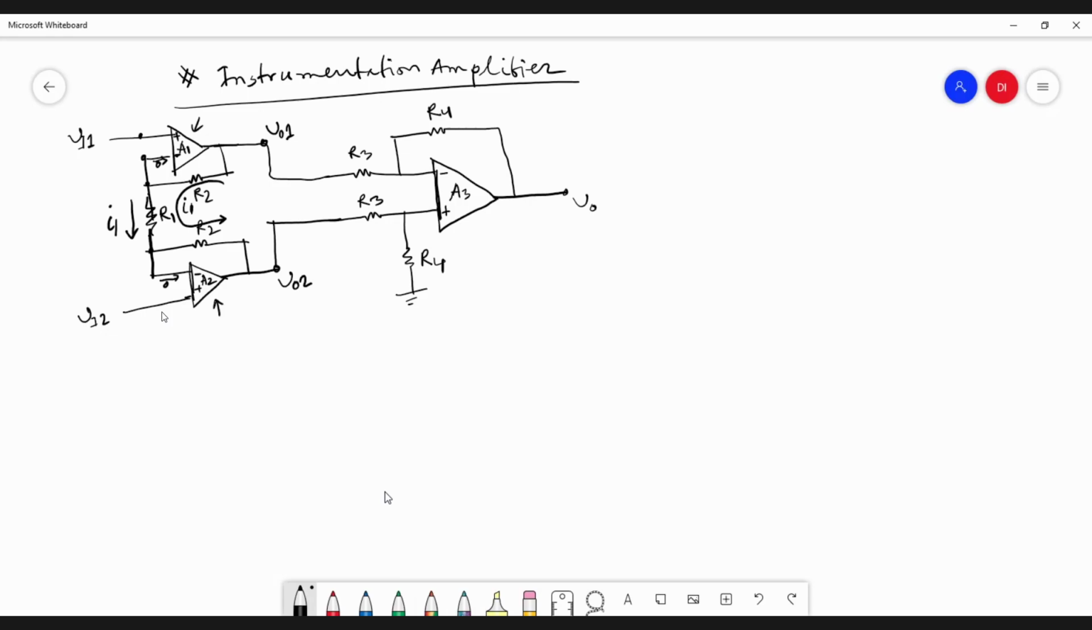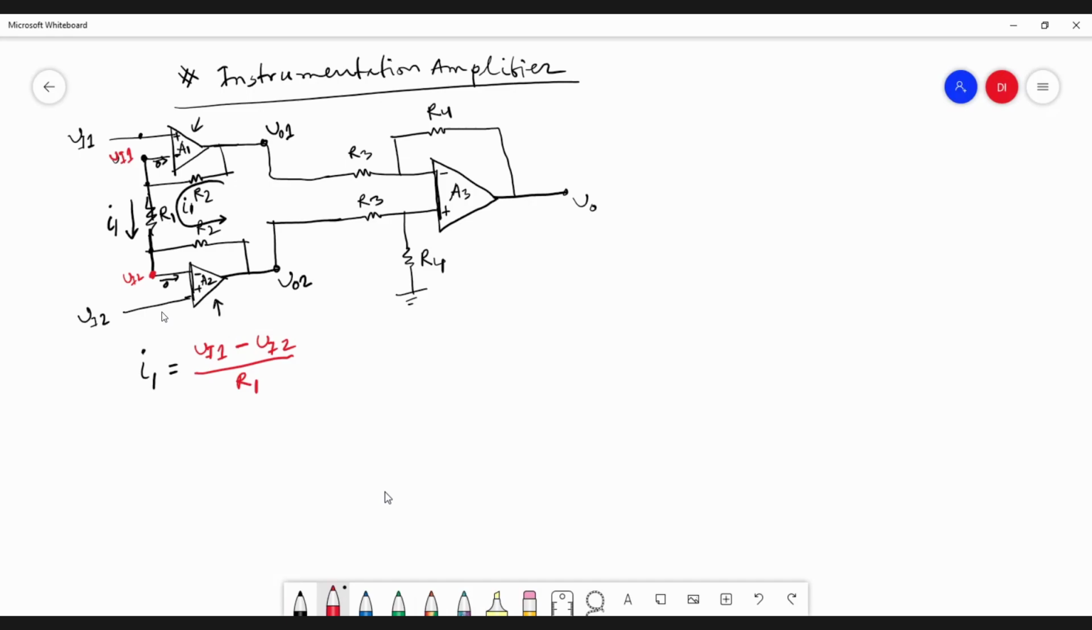So what is I1 equal to? Can anyone say? According to the virtual short concept, this node voltage is VI1, and this node is also VI2. So I1 equals VI1 minus VI2 divided by R1. Is it clear to all of you?